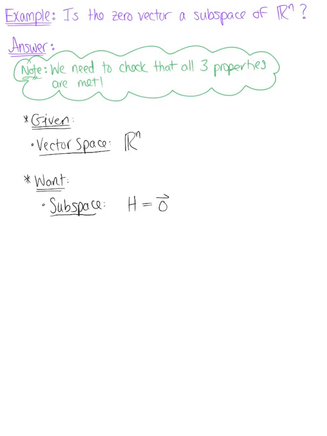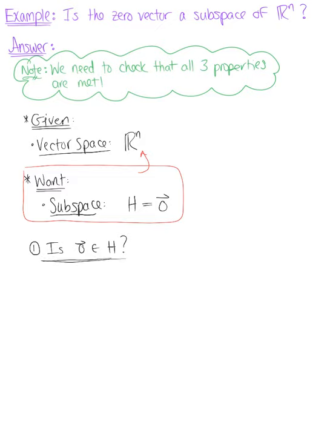So this is what we want to show here: that the zero vector is a subspace of Rn. And we know that we have those three properties that we need to show hold true. Case 1: is the zero vector in the subspace H? Well, of course it is. We're defining our subspace as the zero vector, so of course the zero vector is in the zero vector. Perfect. So case 1 is done.